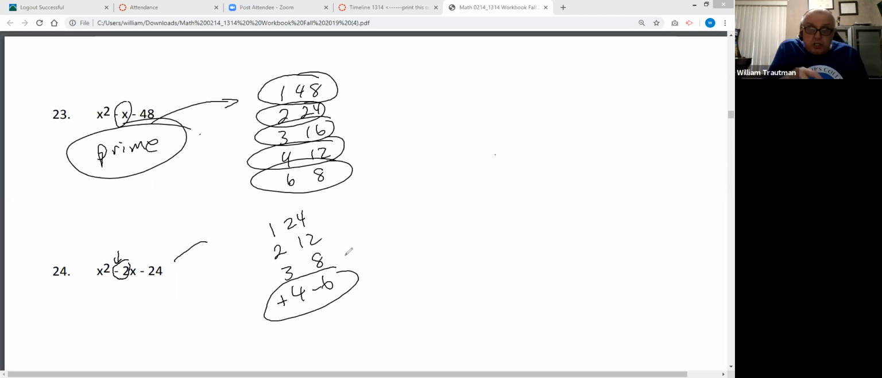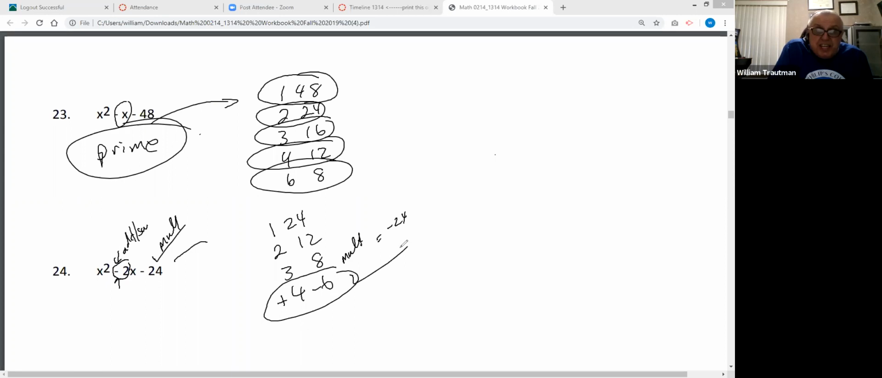On your calculator, try it out. 4 minus 6 is a -2. And then check it. If I multiply this, a +4 times a -6 equals a -24. When you multiply, it equals this. When you add or subtract them, it equals this.